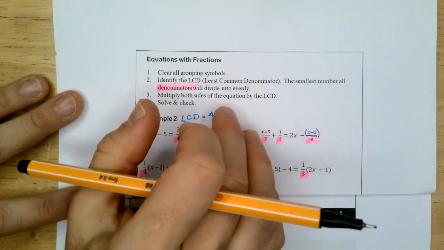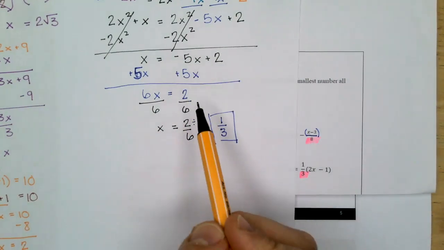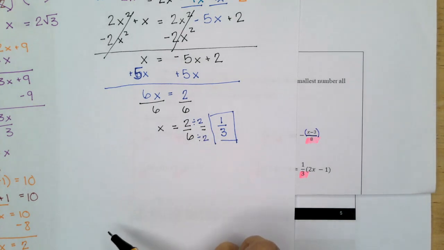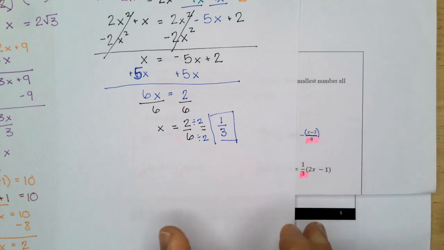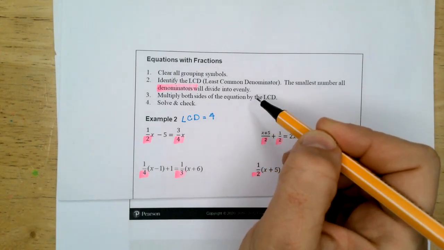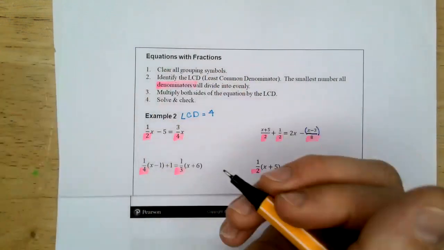Identify the least common denominator. The smallest number all denominators will divide into evenly. When we were talking about changing 2/6 to 1/3, I said 2 is a factor of 2 and 6. We are not talking about factors, okay? We're talking about denominators or multiples, okay? A factor is something you would divide out of it. A multiple is something you would multiply it into, okay?